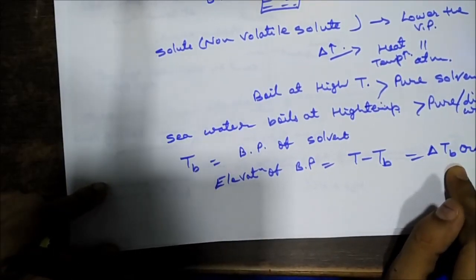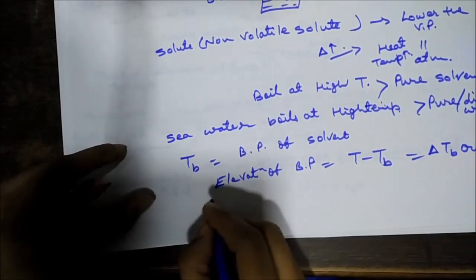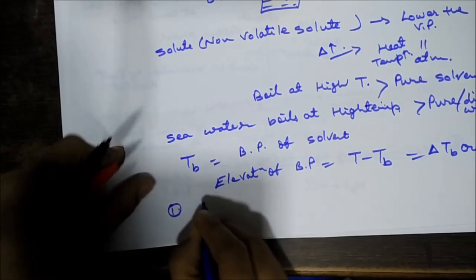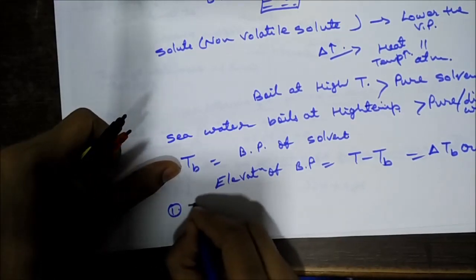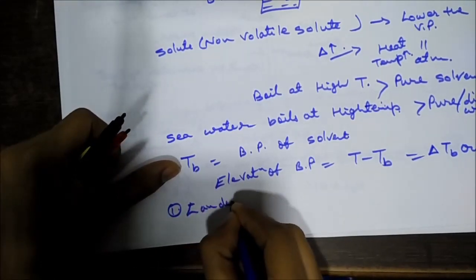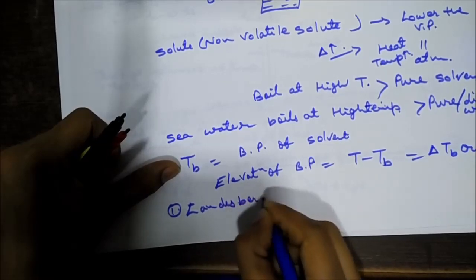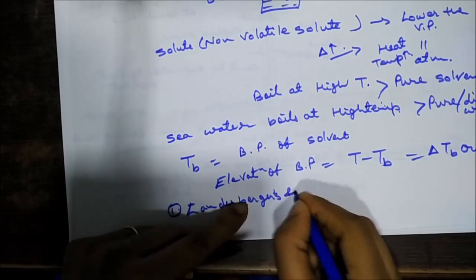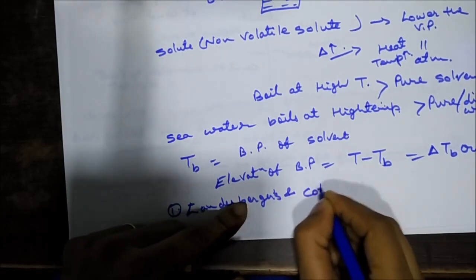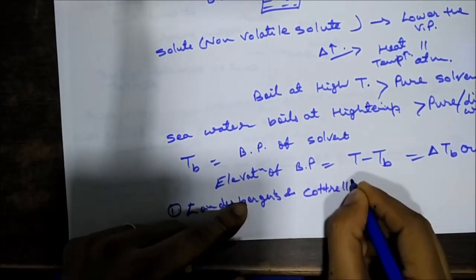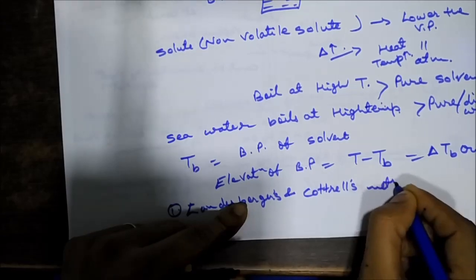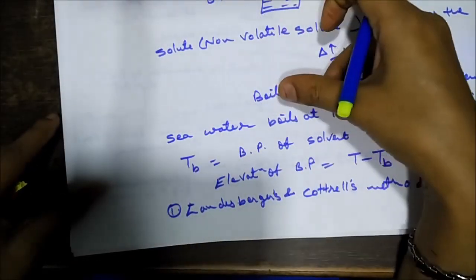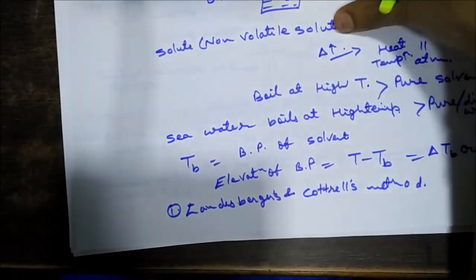This elevation in boiling point can be determined by Landsberger's and Cottrell's method. And the study of elevation of boiling point of solvent is called ebullioscopy.